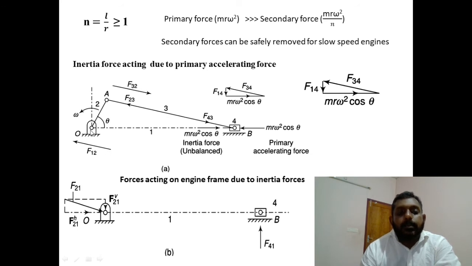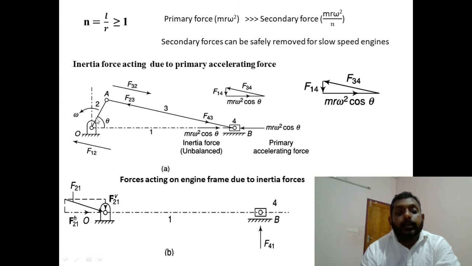The force is exerted on this portion when the crank is rotating. So what are the forces acting? The force exerted by the crank is F21. So the inertial force acting here is F21. The magnitude and direction of F21 is always changing because the crank is rotating. When theta is changing, F21 is changing.